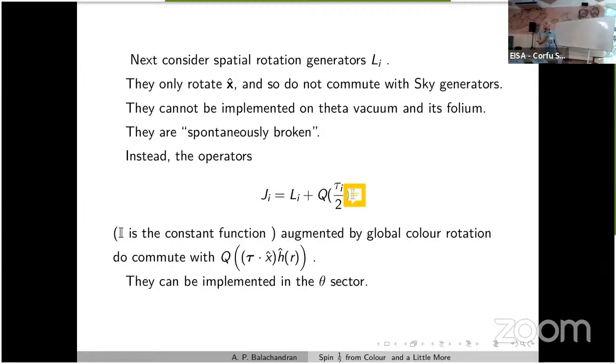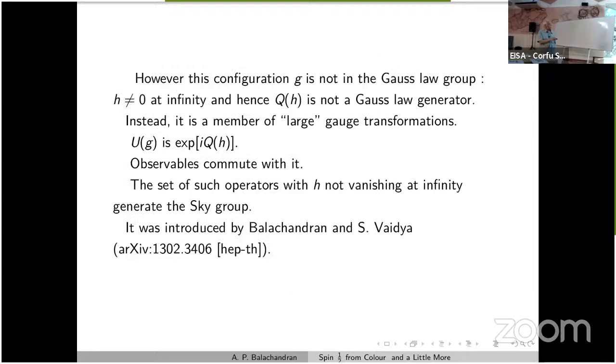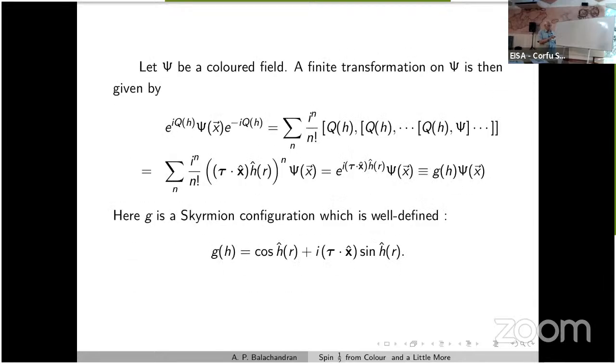number is the same. The winding number only requires, this equation here, which gives you the winding number, only requires from here to here that this tau dot x hat, or the rotated tau dot x hat, squares to one. That is all it requires. That will still be maintained. So all of this has the same winding number. But what is happening is that the Gauss law, the large gauge transformation generator, has changed.